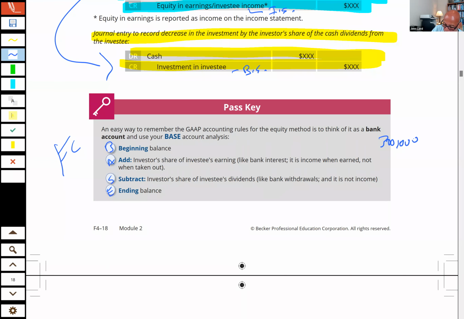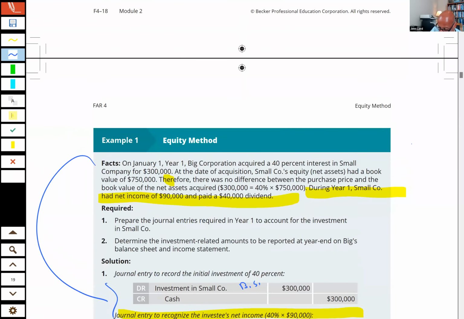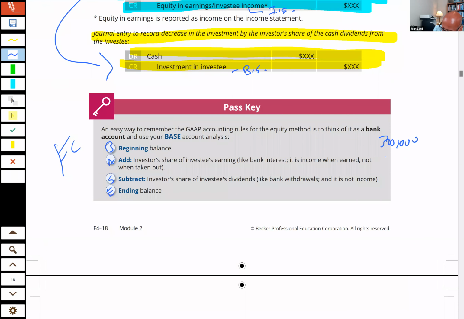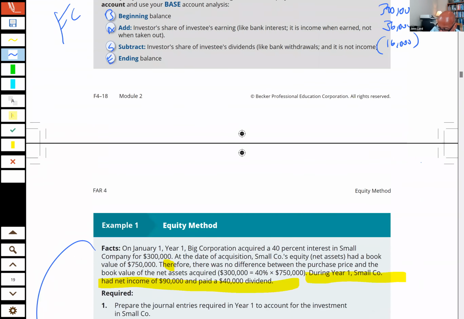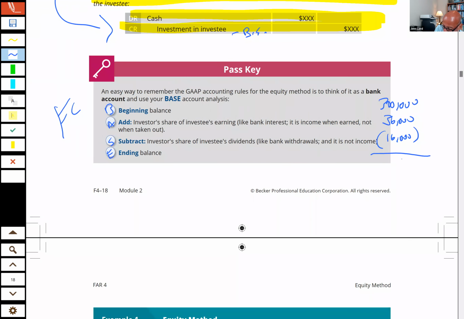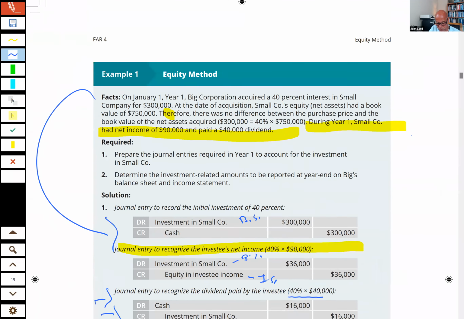Then we had our share of the income, which was, refresh my memory here, 36,000. Then we subtracted our share of the dividend, which was 16,000, I think, right? Am I remembering that correctly? Short-term memory loss here, okay. And then the ending balance was 320. Okay, not bad, kind of fun. Doesn't bother me too much. I kind of like the equity method.